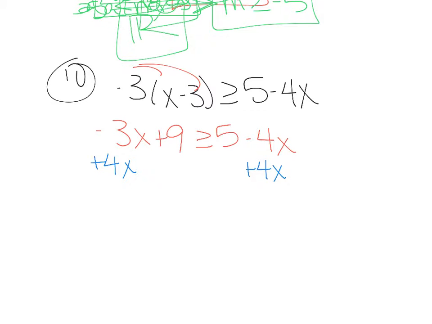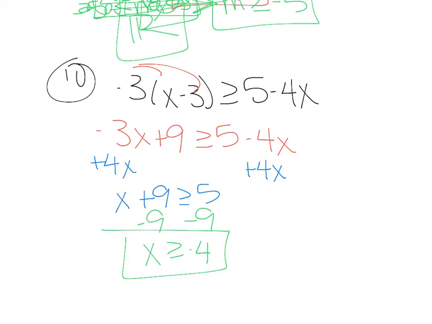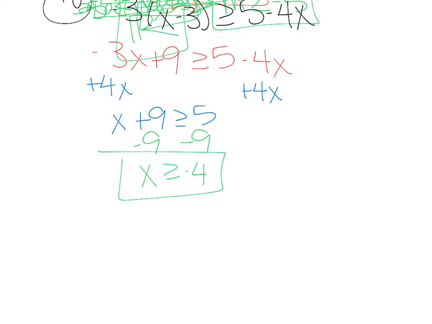Okay, so negative 3x plus 4x, well, that just leaves me with a positive x, and I've got plus 9 is greater than or equal to 5. And then this one's not too hard to finish out. Subtract 9 from both sides, so I have x is greater than or equal to negative 4. Okay, 2 more. Let's look at number 11.